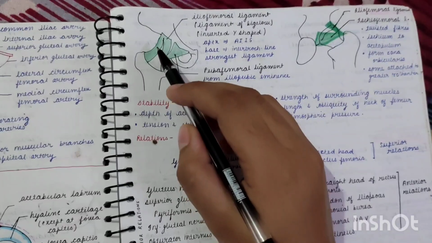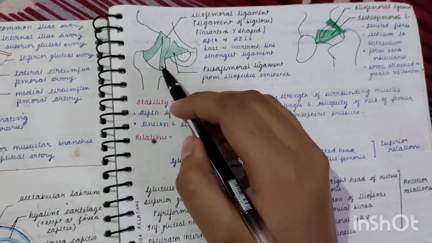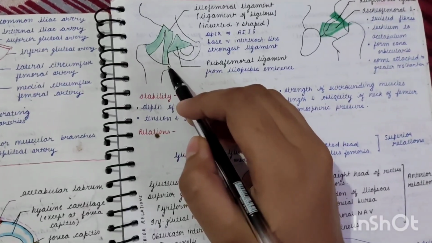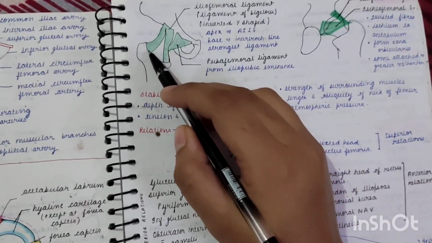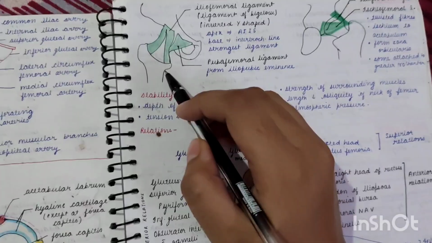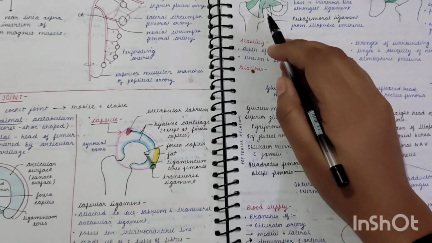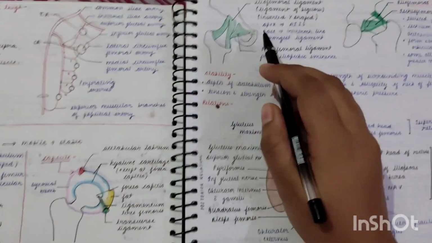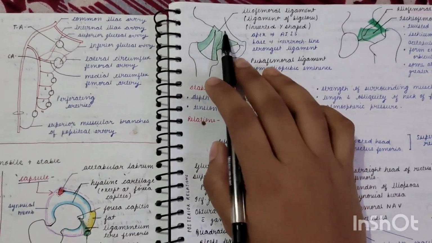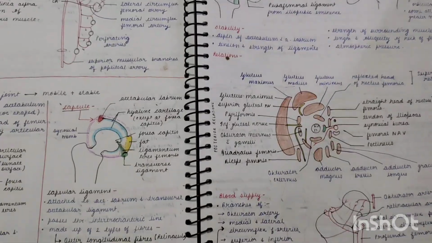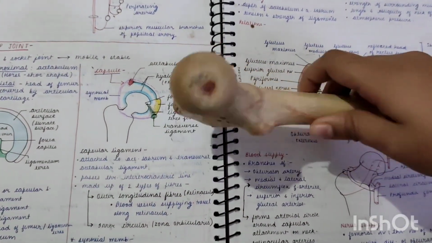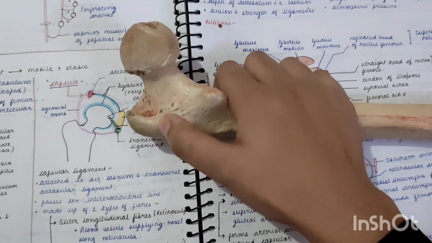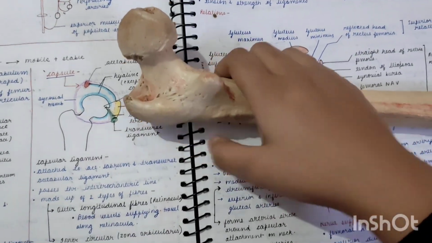It is divided into two bands, the upper band and the lower band, and both the bands are attached to the intertrochanteric line. The upper band in its upper part and the lower band in its lower part. So the intertrochanteric line provides attachment to the two ligaments, the capsular ligament of the hip joint and the iliofemoral ligament of the hip joint. And about the quadrate tubercle, which is present on the intertrochanteric crest, this quadrate tubercle provides insertion to the quadratus femoris.